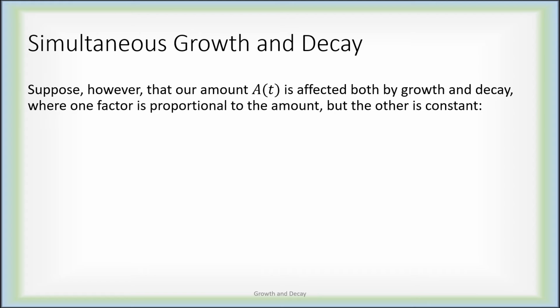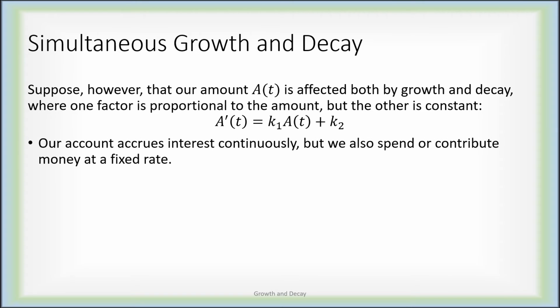But now let's try treating a model of simultaneous growth mixed with decay. Suppose, for example, that the amount A of t is affected by both of these things, growth and decay, where one is proportional to the amount, but the other is just a constant. Now our differential equation looks like this. There are two things contributing to the rate of change. One is k1 A of t, proportional to the amount, but the other is just k2, a constant. For example, you might have interest accruing on an account.